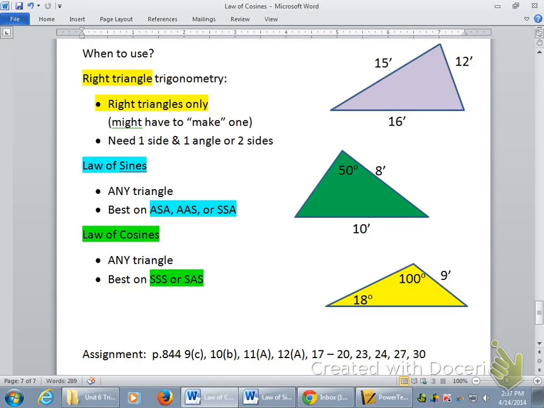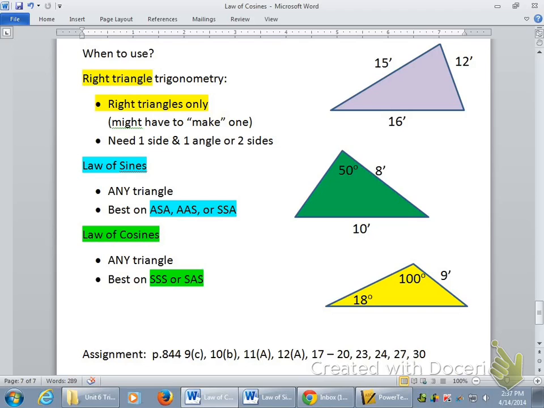Guys, I want to do a quick little summary of when to use what type of work, okay? When do I use my SOHCAHTOA right triangles? Only if I have a right triangle, okay? Now we remember sometimes we have to make one. For example, sometimes I could make one right here. I could always make one. But a lot of times that makes things very difficult.